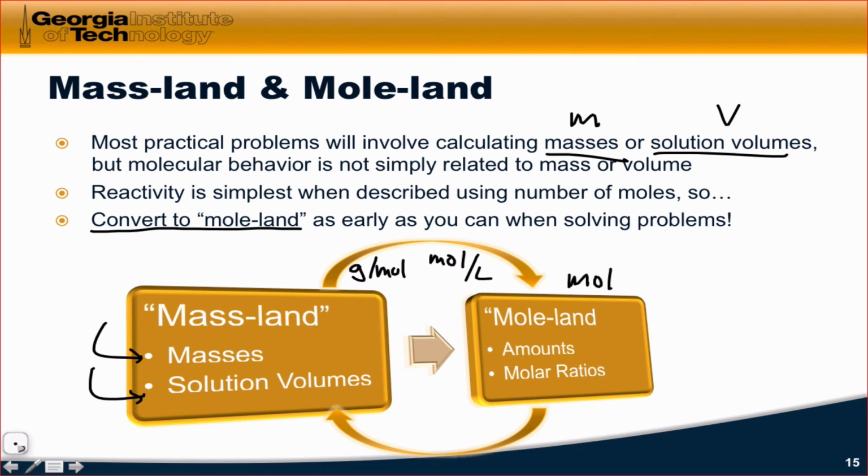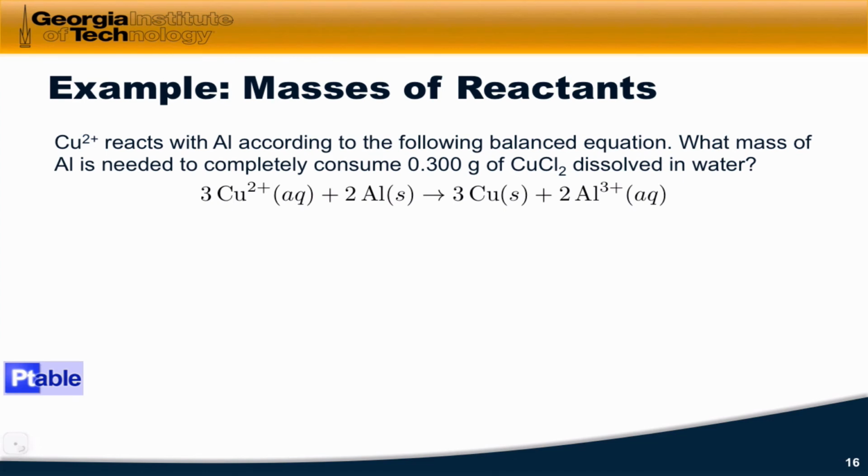Because once you start working with moles, you can start using balanced chemical equations and molar ratios, and it makes things conceptually a lot easier than working with masses. It's just less taxing on your working memory. So let's do a quick example of a little bit of reaction planning. Copper 2 plus reacts with aluminum metal according to the balanced equation shown here. What mass of aluminum is needed to completely consume 0.3 grams of copper chloride dissolved in water?